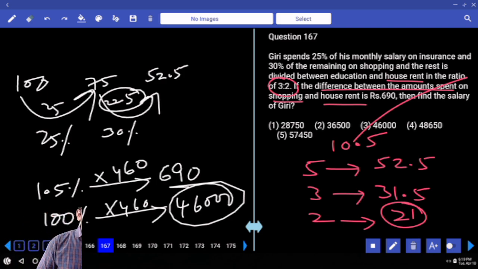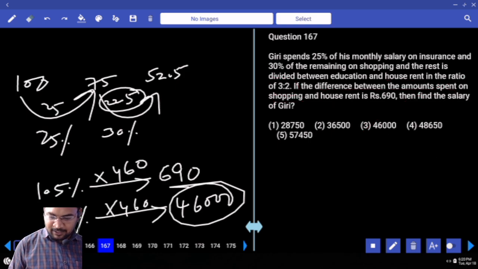Are you ready for the next question? That is simply a partnership question. Next one is simply an ages question. Let's do a tough question, 170. Are you ready? See 170.